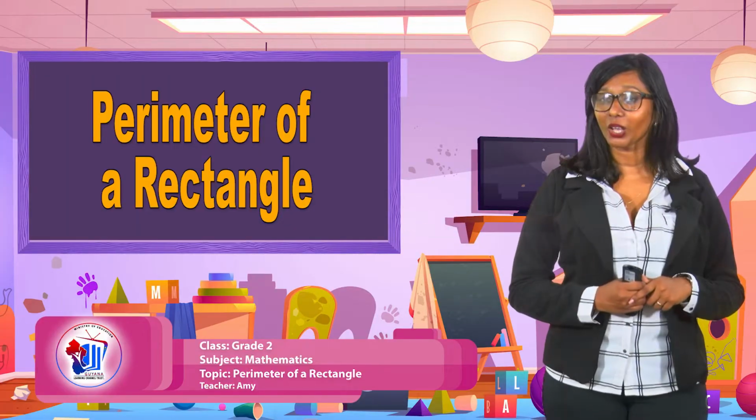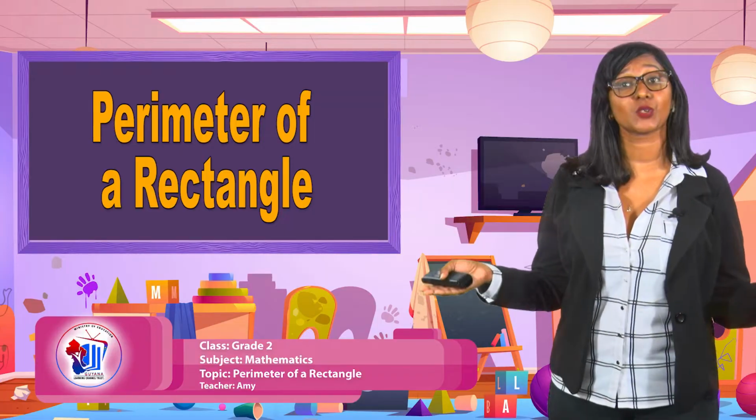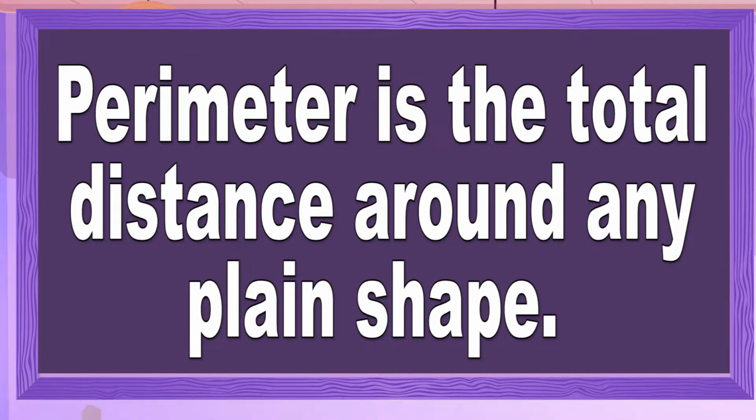The last time I saw you, we did perimeter of a square. Can you remember what is perimeter? Now, perimeter is the total distance around any plane shape. Okay, the total distance. And I said to you the last time that if a shape has 5 sides, therefore we would be adding 5 numbers to find the perimeter of that shape. If the shape has 4 sides, we're going to be adding 4 numbers to find the perimeter of that shape.